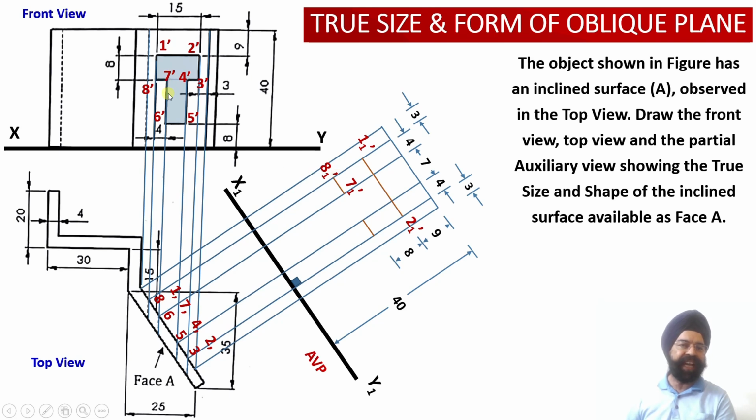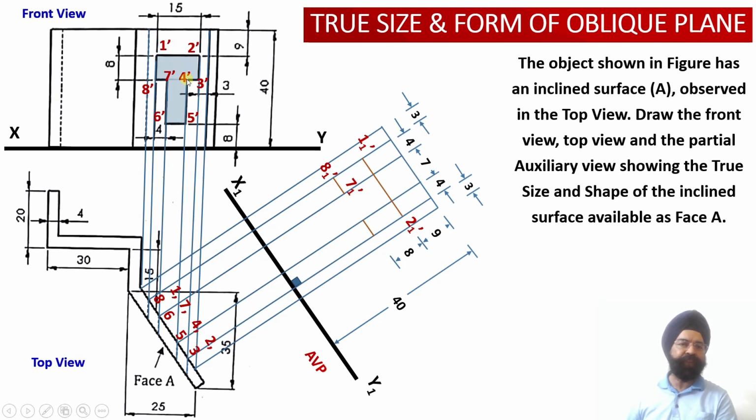Similarly, 7 dash. So as I move from front view to the top view, the location of 7 dash or 7 point will be located over here on the edge view. Now this is my projector line corresponding to the point 7. So from here, I'll be measuring a distance of 23 millimeter. So once I reach this point, I will be obtaining the location of the point 71 dash over here.